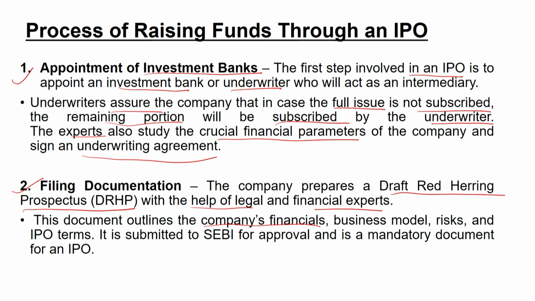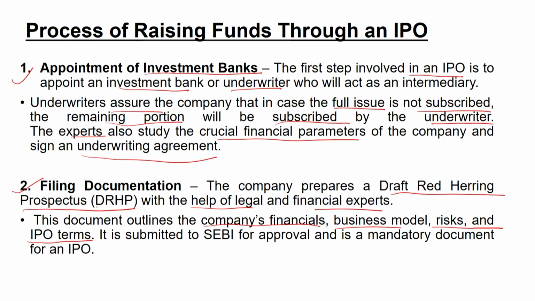So you can very easily observe that with the help of the red herring prospectus, you can get every piece of information about the company that will help you in your financial decision making. That means whether you want to invest in the company or not can be decided on the basis of this document. It is submitted to the registrar of the company and SEBI for approval and is considered a mandatory document for launching the IPO into the market.